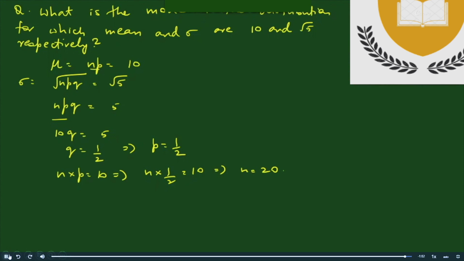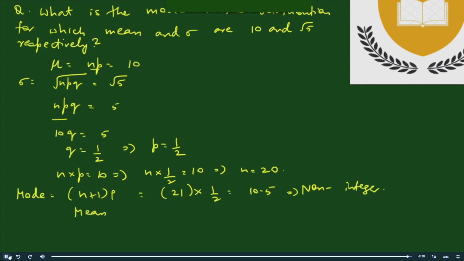Okay, now the mode is equal to (n plus 1) into p. For mode, we always have to take this value, (n plus 1) into p, which is equal to 21 into p, which is 1 by 2, which is 10.5. Now we are getting a non-integer. So if (n plus 1) into p is a non-integer, then mode is equal to what? We take the greatest integer, which is 10. Mode is 10.